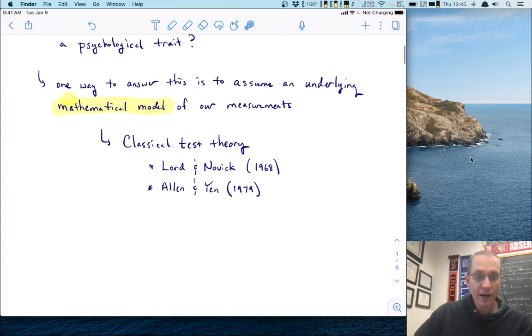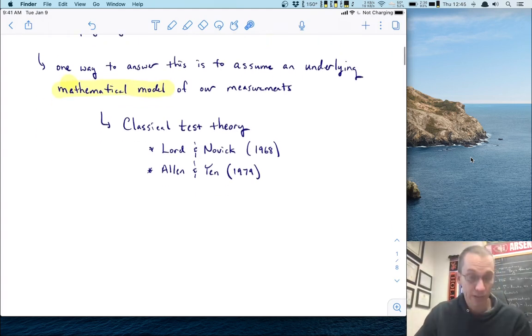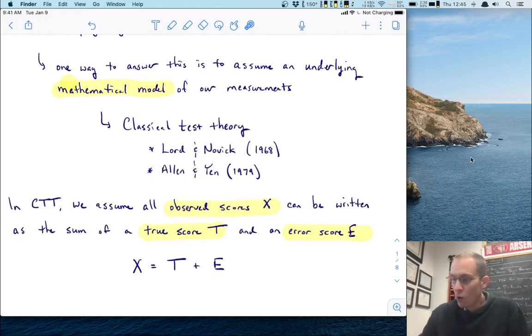What exactly does classical test theory mean? What does it have to say for us? Well, in classical test theory, which you'll notice here that I have abbreviated CTT, I'll do that throughout the lecture, we assume that all of the observed scores, which we're going to call X, can be written as a sum of two things. One is some true score, T, and the other is an error score, E.